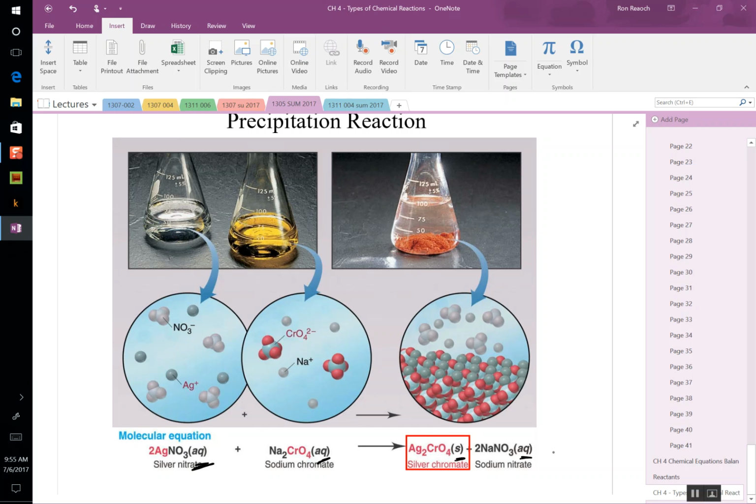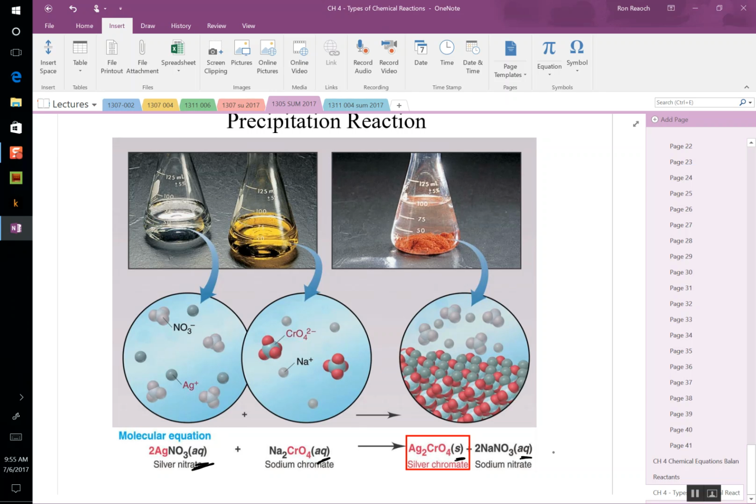And what happens? Now notice what you have in the two separate flasks. Sodium ions, nitrate ions, silver ions, nitrate ions, sodium ions, and chromate ions. You pour them together, and all of a sudden now, this ion sees that ion. This ion is in this flask. This ion is in this flask. They meet and react and form a solid. Precipitate. This is what that S is telling you.